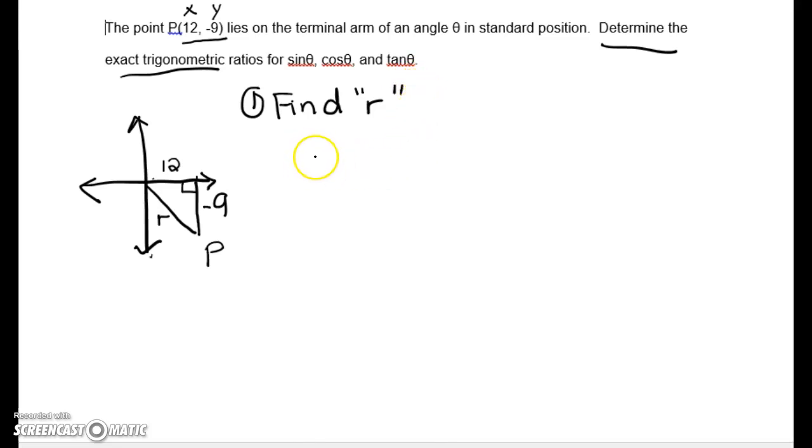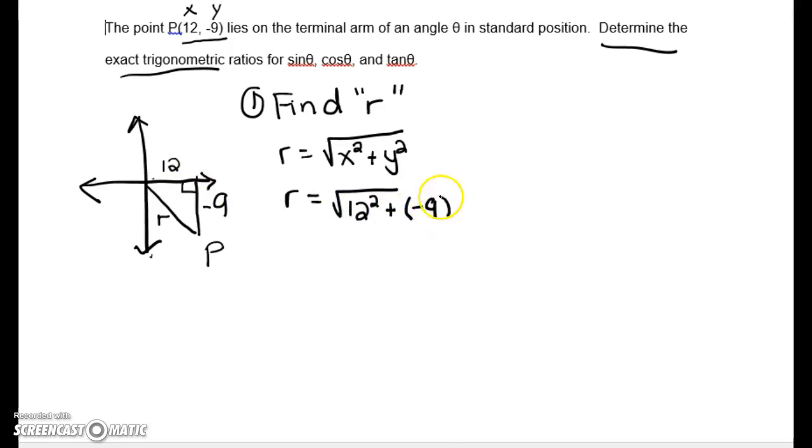So if you guys remember, you can either use your Pythagorean theorem, or I also did give you the shorthand when we're trying to find our r value. So your r value is equal to the square root of your x coordinate squared plus your y coordinate squared. So then we can just fill in what we know. So we know r is equal to the square root of your x value, which is 12, so we have 12 squared, plus your y value squared, which is -9 squared.